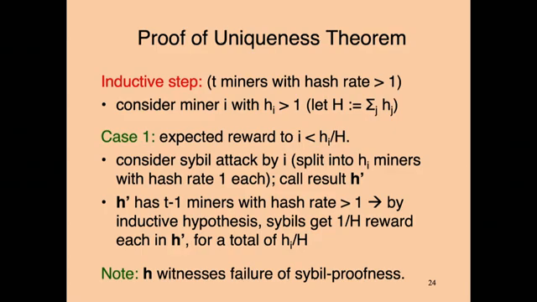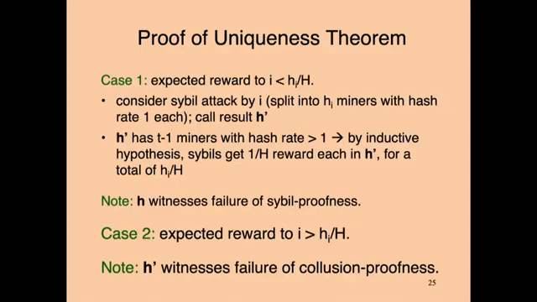So the inductive hypothesis applies. We know those Sybils will be paid proportionally, 1 over capital H each, which means the h sub I Sybils collectively get more than this miner was getting originally. The Sybils get h sub I over capital H. The miner originally was getting strictly less than that. So that's a successful Sybil attack because miner I was underpaid.